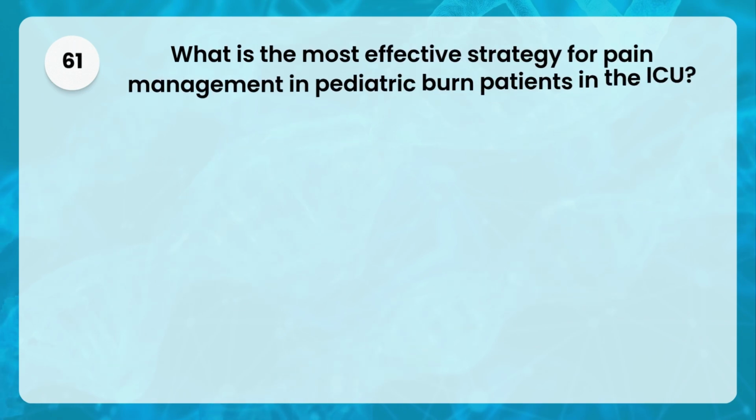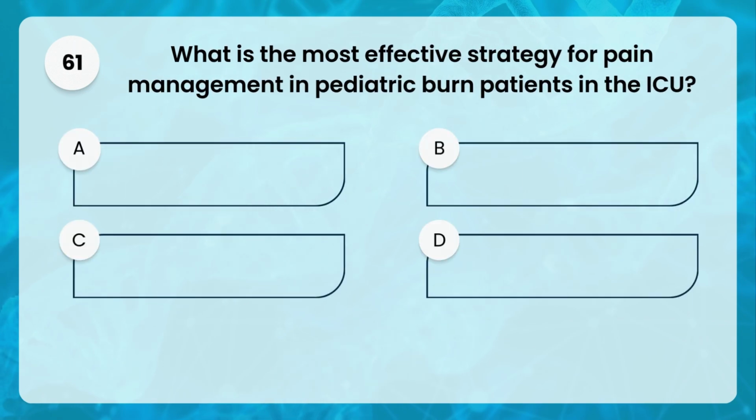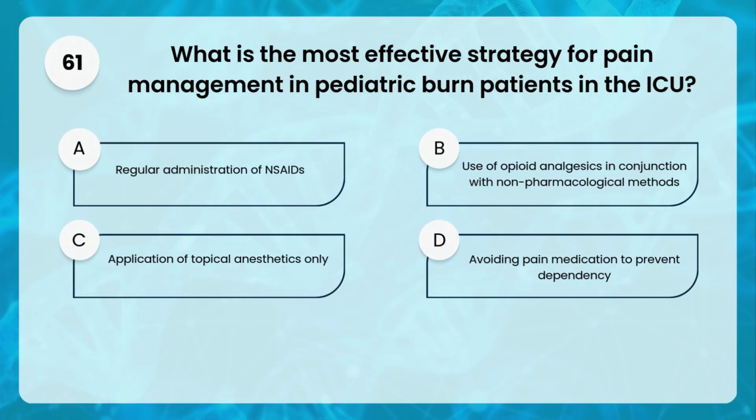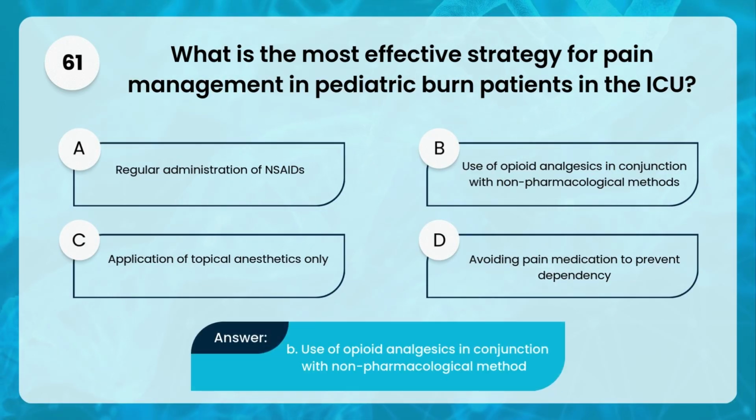61. What is the most effective strategy for pain management in pediatric burn patients in the ICU? A. Regular administration of NSAIDs. B. Use of opioid analgesics in conjunction with non-pharmacological methods. C. Application of topical anesthetics only. Or D. Avoiding pain medication to prevent dependency. The answer is B. Use of opioid analgesics in conjunction with non-pharmacological methods.